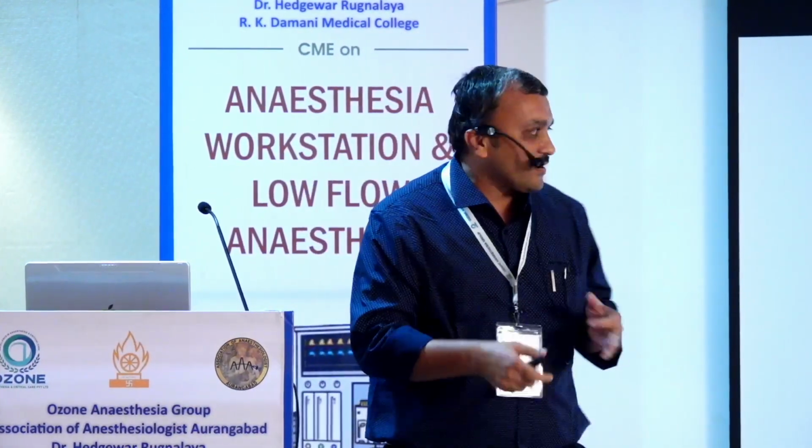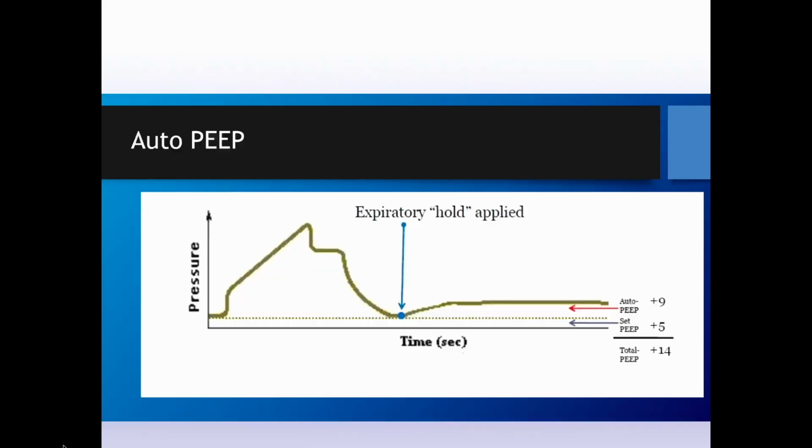Either your patient is having pulmonary edema or ARDS or whatever it is, you need to look into the causes. So this is basically decreased compliance. I have set a PEEP of 5. This is how you detect auto PEEP. But you see my PEEP is getting up. For whatever reason, your patient is getting into auto PEEP.